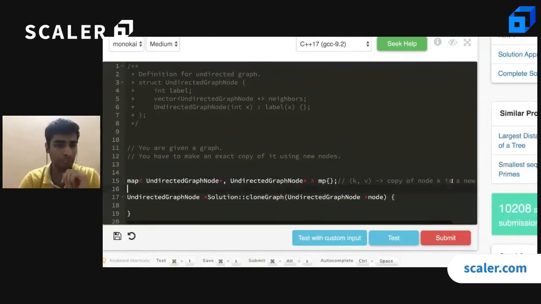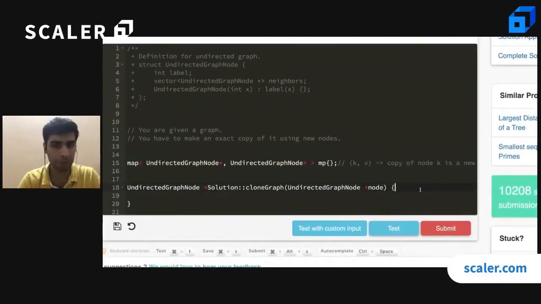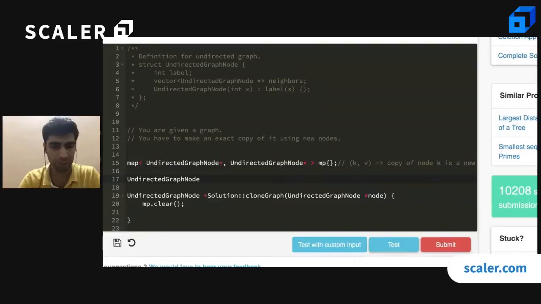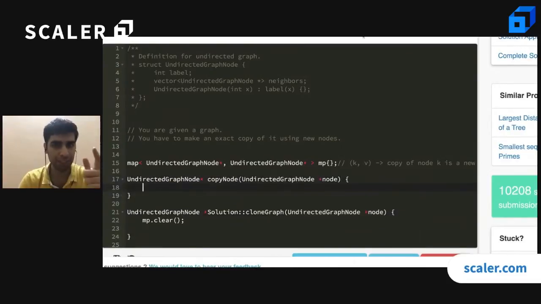And in an interview platform, if you ever create a global variable, you have to clear it the very first thing, because otherwise the results from the previous run remain, okay? How will I create the copy? Let us say I have a function which returns the copy of the node that is passed to that function, okay? So the very first thing that I should check is if a copy of that node has already been created.